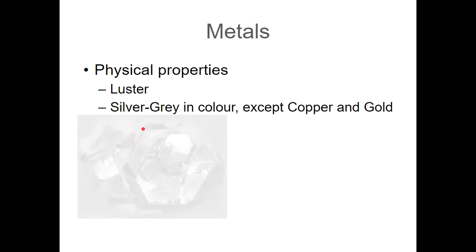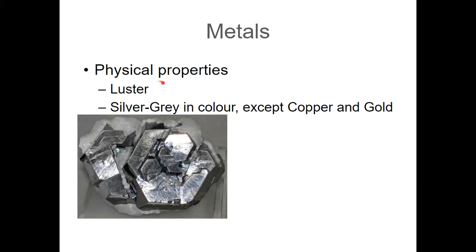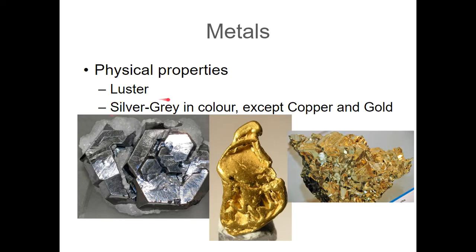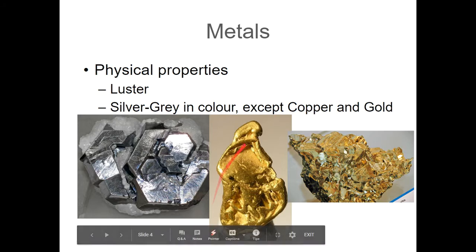So the first one, a physical property for metal: it has a luster. This means a shine to it. Most metals are silver or a silver gray in color, except for gold and copper. These two here.